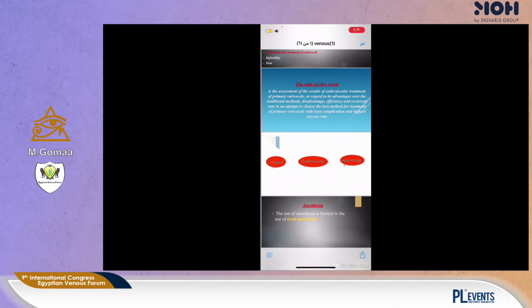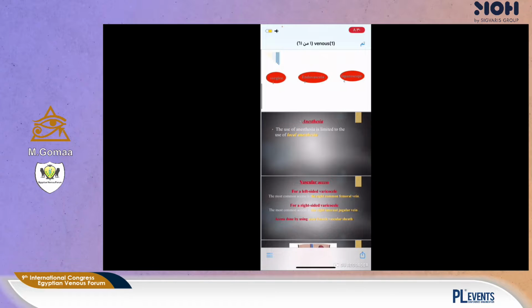We speak about endovascular, which is limited to the use of local anesthesia and cold sterilization. For vascular access, we use 6 French vascular sheaths. For left side varicocele, the most common access is the right common femoral vein, and for right side varicocele, the most common access is the right internal jugular vein.